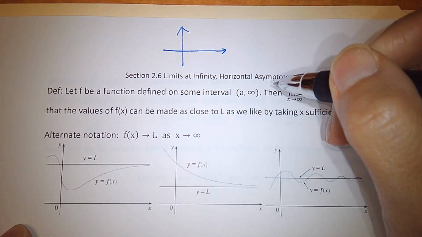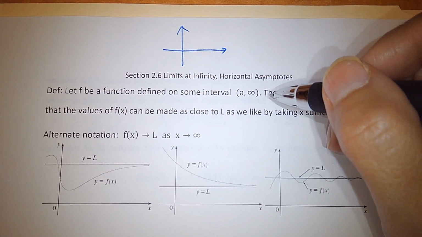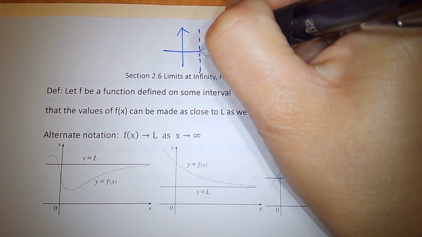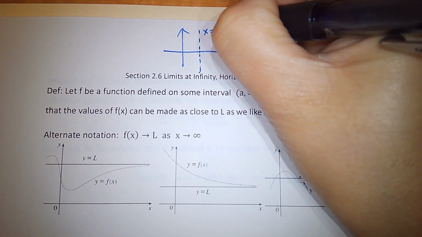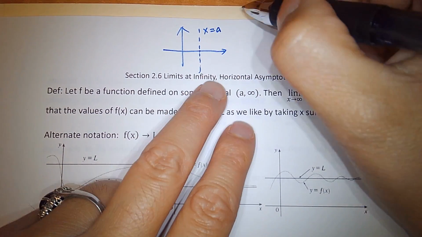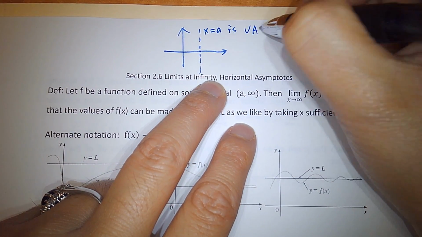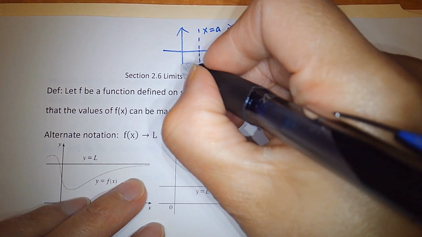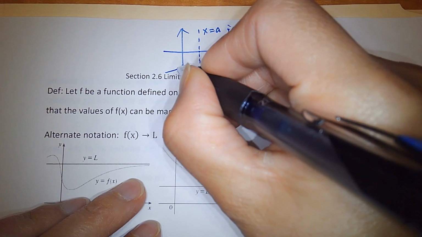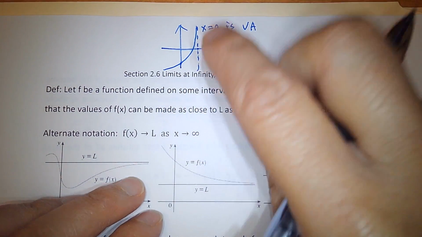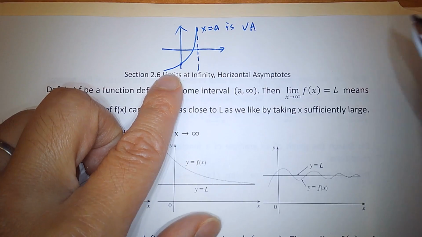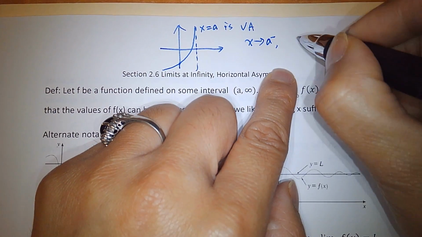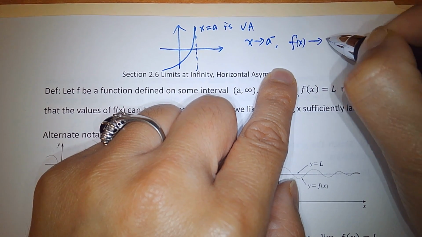If any one of those 6 situations is met, then we call the vertical line x equals a a vertical asymptote. What are the 6 situations? Do you still remember? The function is undefined at that point. When x approaches a from the left, f of x approaches what?